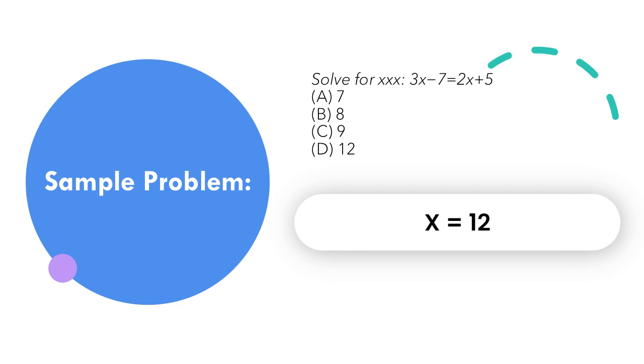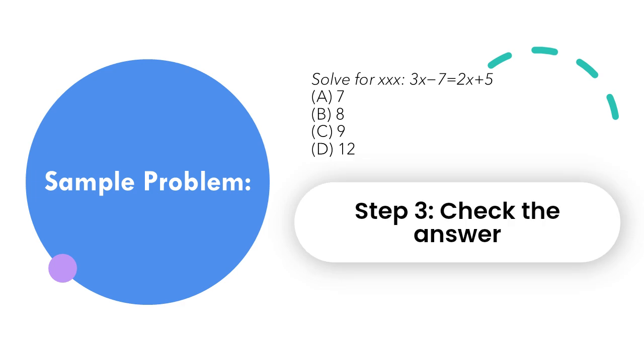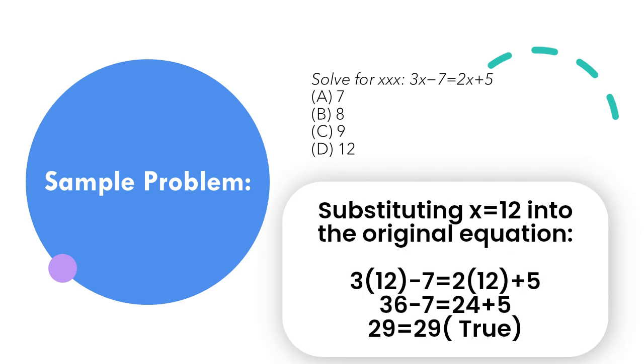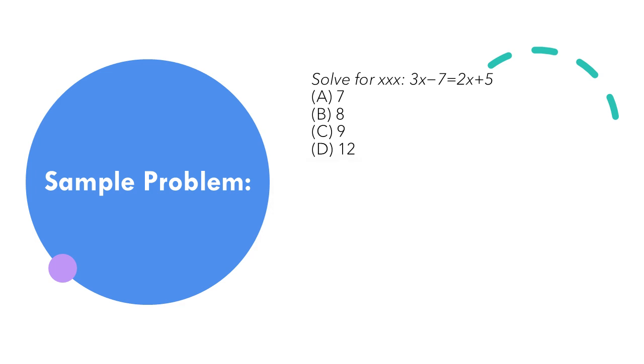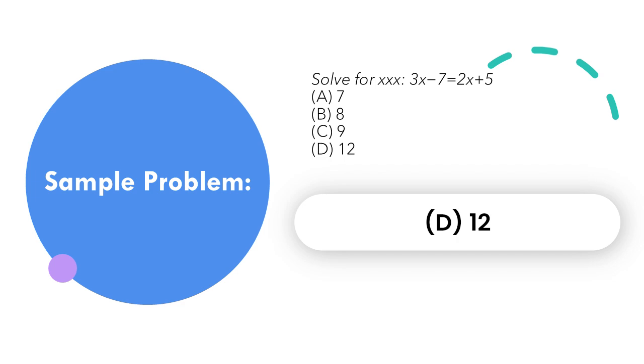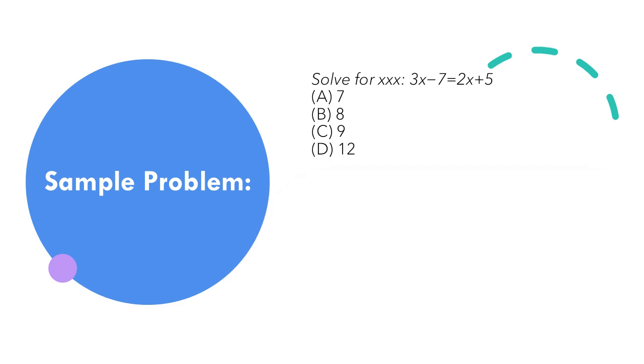Step 3. Check the answer. Substituting x equals 12 into the original equation. 3 times 12 minus 7 equals 2 times 12 plus 5. 36 minus 7 equals 24 plus 5. 29 equals 29, true. Final answer. x equals 12, so the correct answer is D, 12. A common mistake is forgetting to switch signs when moving terms across the equal sign. Just remember, whatever you do to one side, you must do to the other.